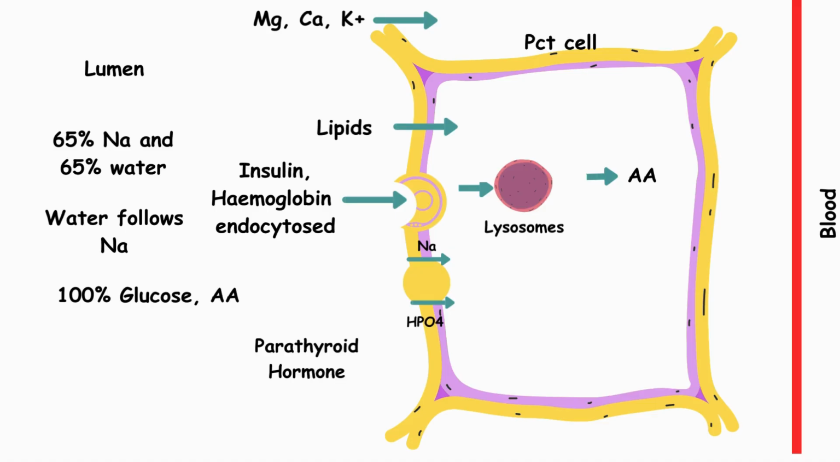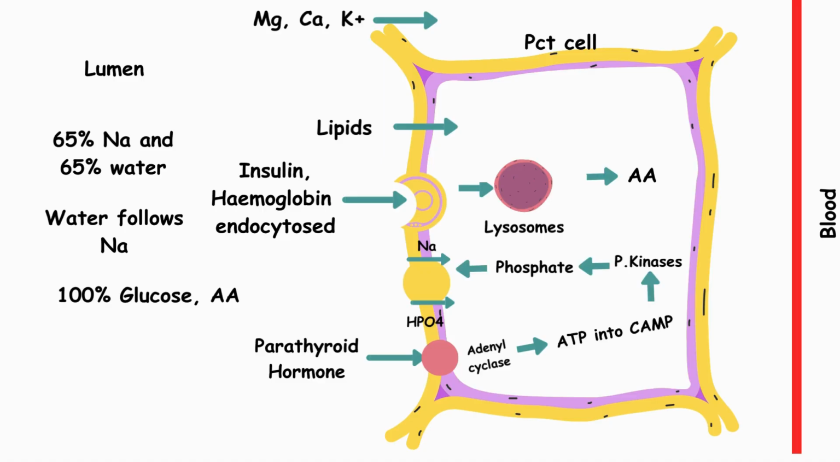Parathyroid hormone binds to receptors present on the cell. This activates adenyl cyclase, which converts ATP to cyclic AMP. cAMP activates protein kinase A, which phosphorylates the sodium phosphate ion channel. This inhibits the channel, due to which phosphate ions will be excreted in urine. Parathyroid hormone excretes phosphate ions to prevent crystal formation with calcium.